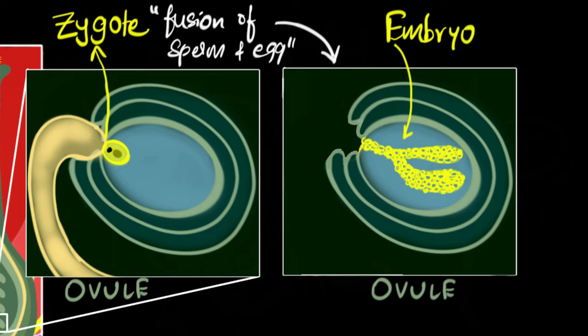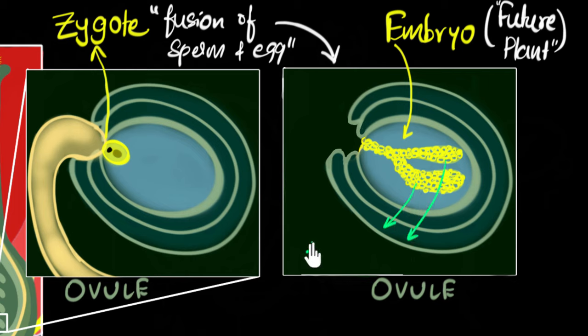So you can think of the embryo as the future plant. It's going to grow into the future plant. In fact, we can actually identify the parts of the embryo. If you look at these two leaf-like structures, they are called the cotyledons. So these two leaf-like structures are called the cotyledons.